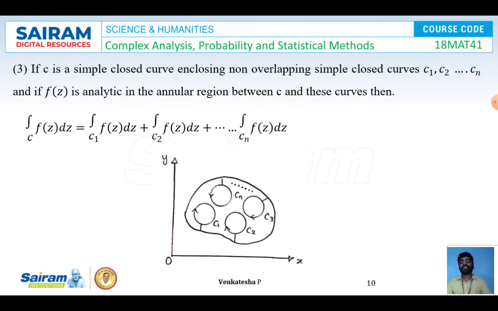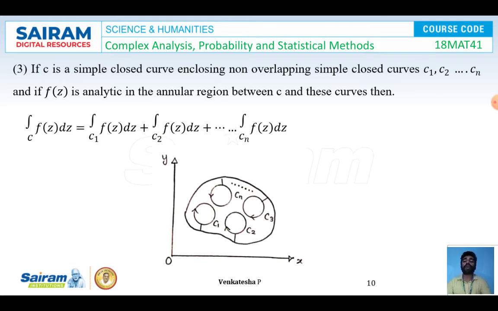Third consequence: if C is a simple closed curve enclosing non-overlapping simple closed curves C1, C2, up to Cn, and if the function f of z is analytic in the annular region between C and these curves, then the integral over the region C f of z dz will be equal to the integral over the region C1 f of z dz plus the integral over the region C2 f of z dz, and so on, plus the integral over the region Cn f of z dz.